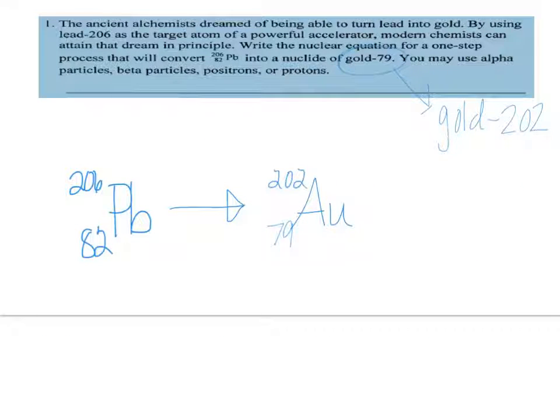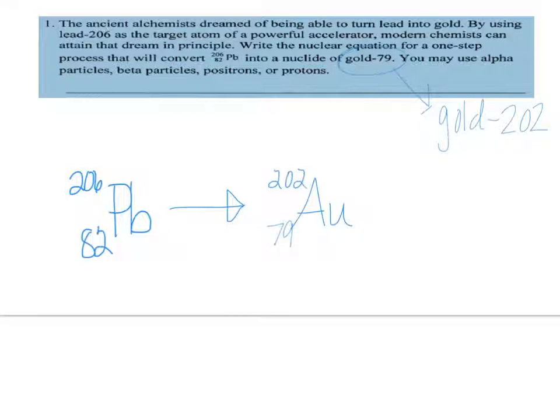All right, so this problem actually had a mistake, so go ahead and fix that in the problem. It gave you gold 79, and it should have been gold 202. They inadvertently put the atomic number instead of the mass number. So go ahead and make that change, and then we can go ahead and balance this. Remember, when we are balancing nuclear equations, we need the mass number to be the same on both sides, and we need the atomic number to be the same on both sides.